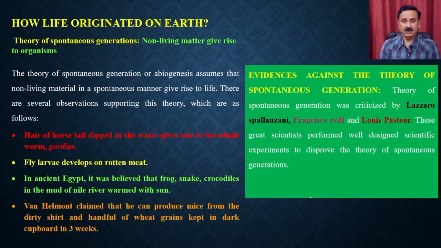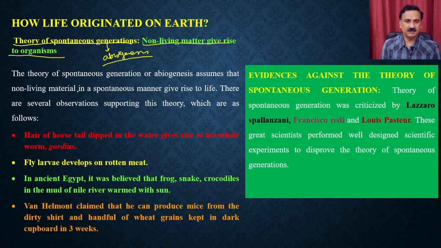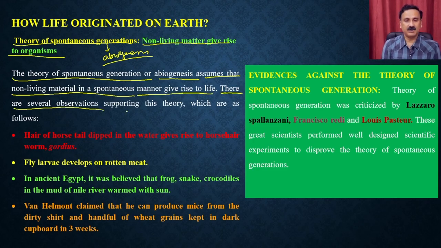Then we have the second theory. The second theory was the theory of spontaneous generation. So this theory is also called the theory of abiogenesis. According to this theory, non-living matter gives rise to different organisms. The theory of spontaneous generation, or abiogenesis, assumes that non-living material in a spontaneous manner gives rise to life. There are several observations supporting this theory, which are as follows.